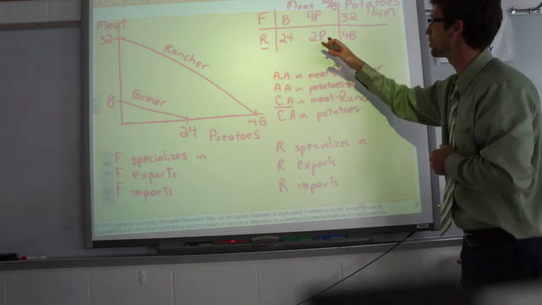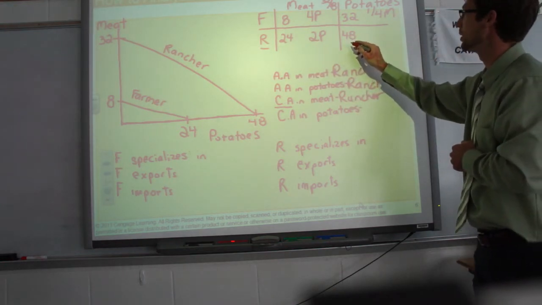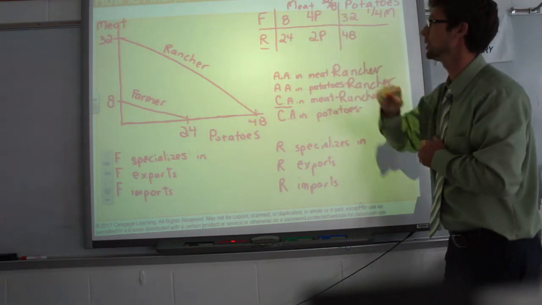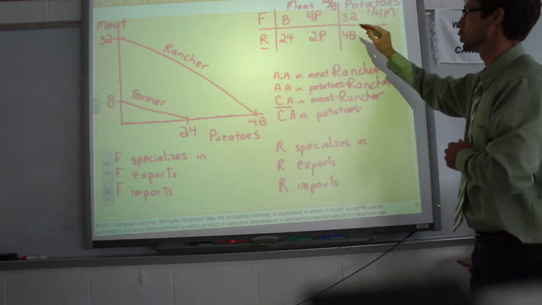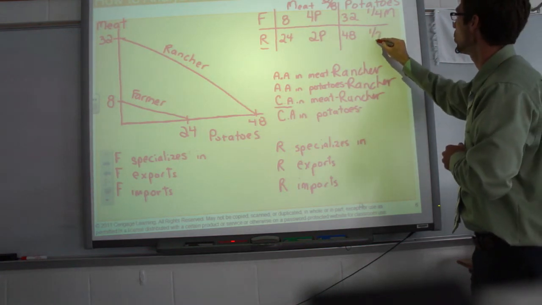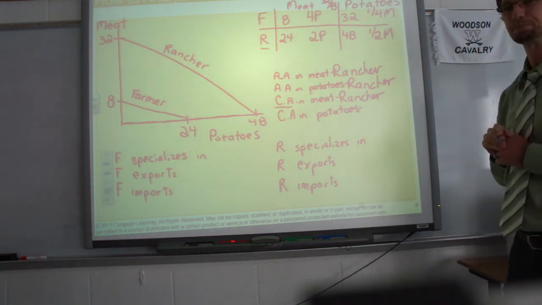We come down here for the rancher, and we do the exact same thing. We say, I can make 48 potatoes, but if I do, I give up the opportunity to make 24 ounces of meat. It's 24 divided by 48. It would be 1/2 an ounce of meat.